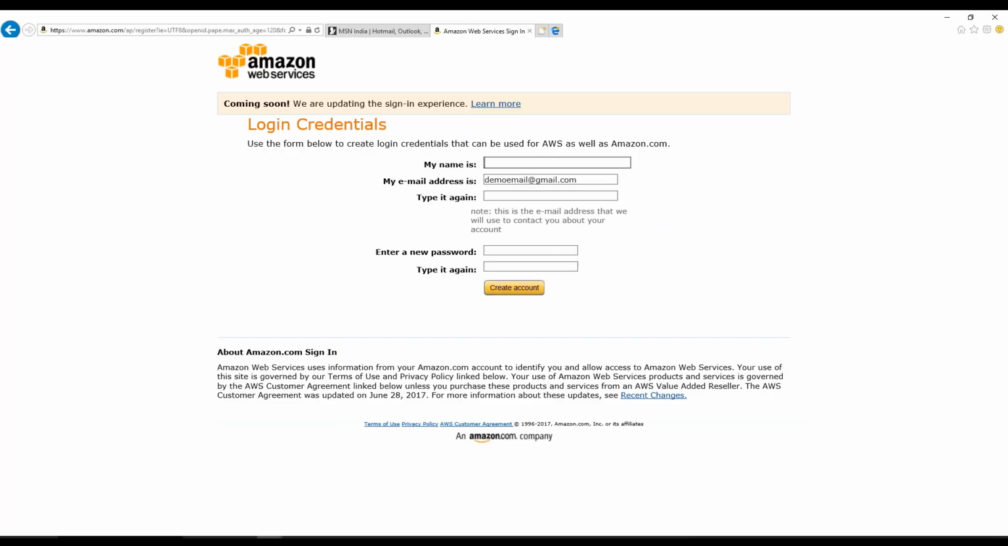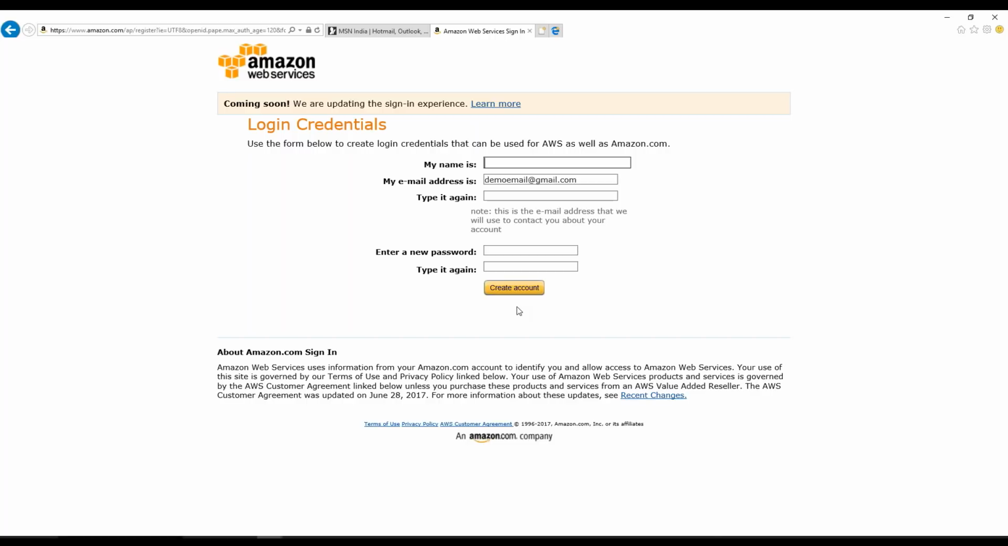So you need to provide your email address, type your password, and say create an account, right? On the next screen, you need to choose that you want to use an account without any paid support, and you will not be charged for that. While creating this account, you will also be asked to provide your credit card or debit card details.